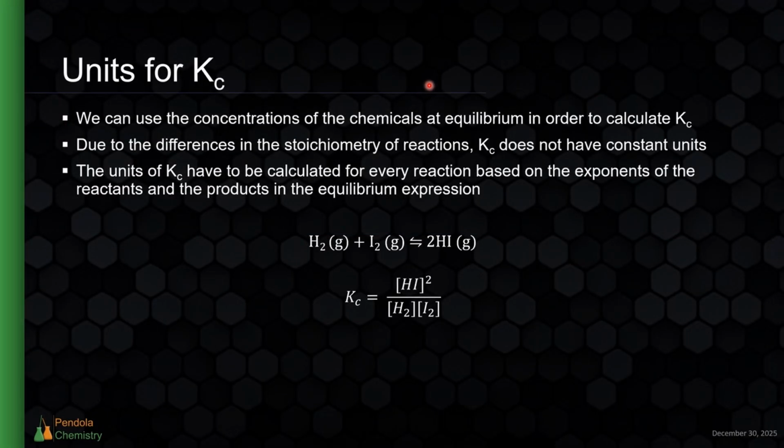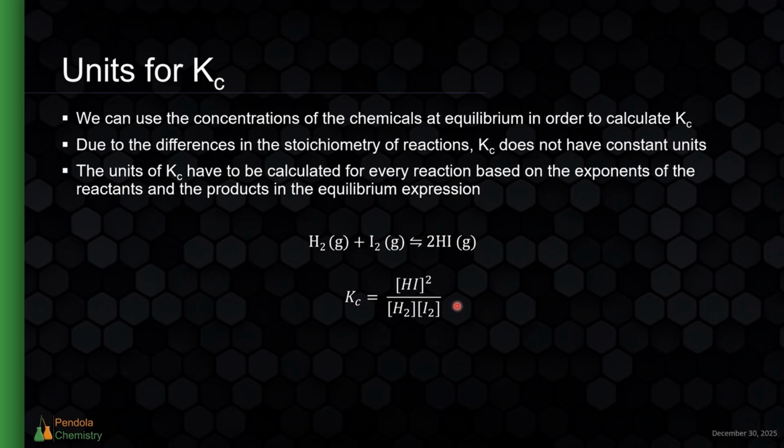So let's look at the units for Kc, because the other part of the equilibrium expression that we haven't talked too much about is the equilibrium constant Kc. Kc can be found by using the concentrations of the reactants and the products at equilibrium, which we just looked at, we can find by using an AICE table. Once we have the equilibrium concentrations of the reactants and the products, we can plug them into the equilibrium expression to calculate Kc.